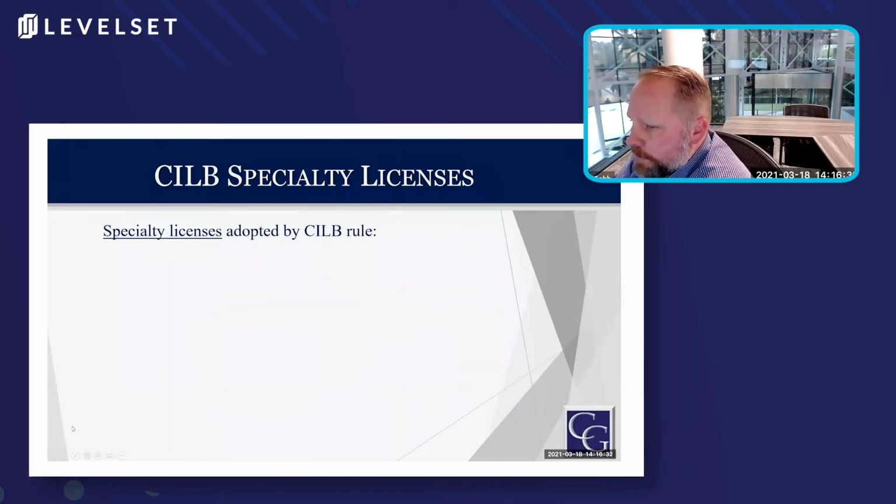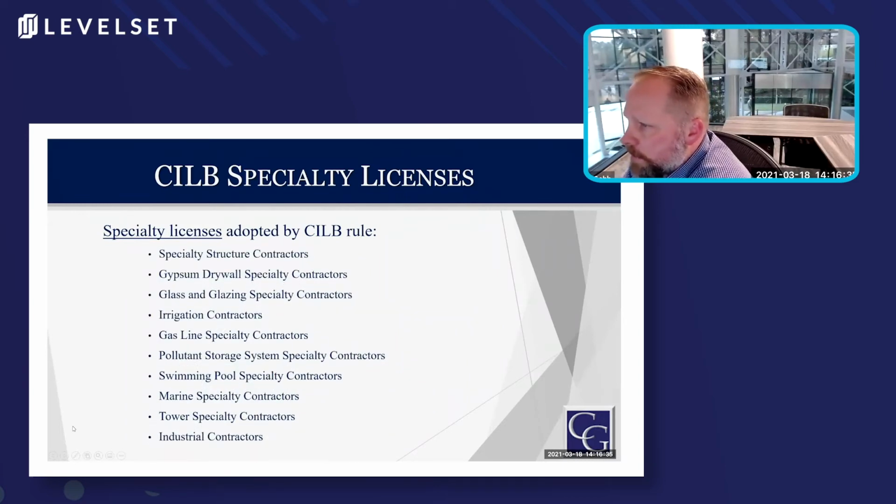And then here's a bunch of specialty licenses that have been created. There's cell tower, industrial contractors, marine, there's an irrigation license. And so these are all pursuant to the board rule. These licenses were created where the industry would come to the CILB and ask them to create a license. Now many of these licenses are not mandatory, they're voluntary, but in some respects, if you're going to be doing this work, like the marine specialty contractor, you need to get that license.